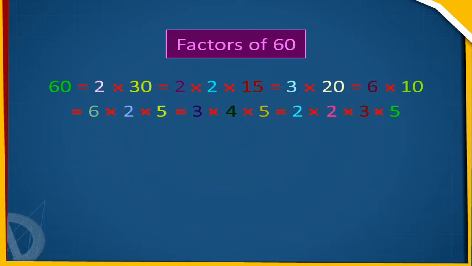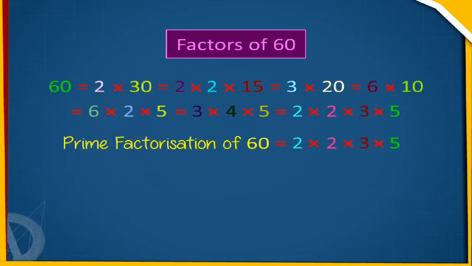The number 60 has been written as a product of two or more numbers in many ways, but the last one is written as a product of only prime numbers. When a number is written as a product of prime factors, it is said to be in the prime factor form. Thus, the prime factorization of 60 is 2 into 2 into 3 into 5.